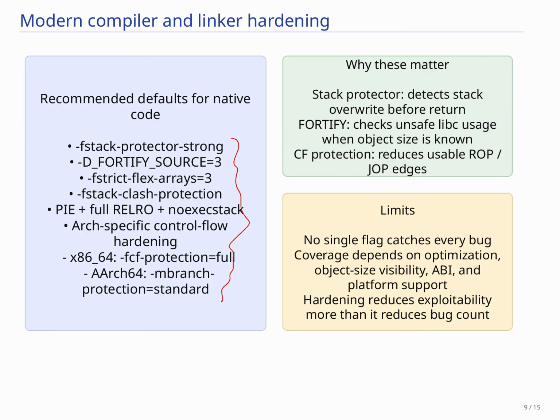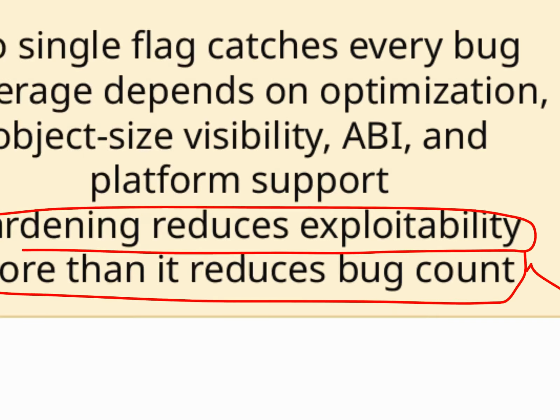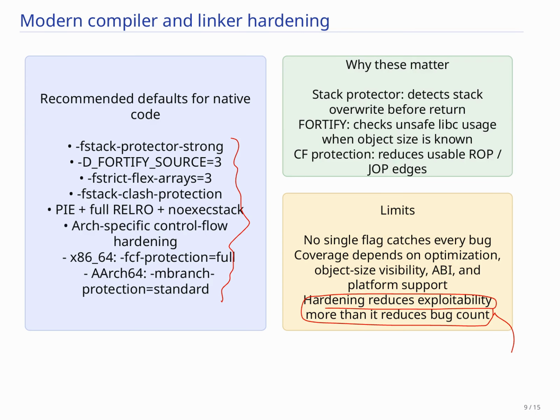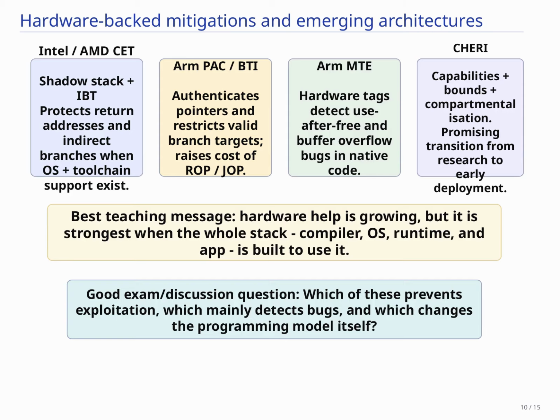So hardening reduces exploitability more than it reduces bug count. Hardening means you are not reducing the number of bugs, but you are reducing the number of exploits. Okay, bugs are still there. If there are bugs, they are there. You are just making the exploitation a little bit harder. That's all it does.